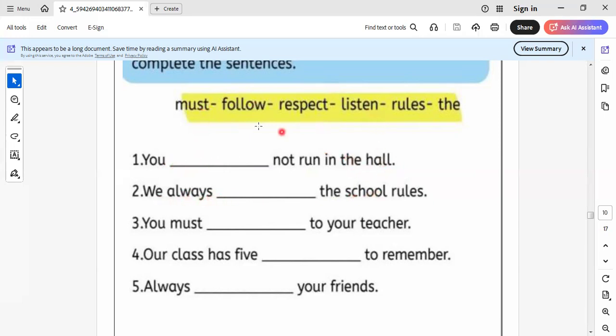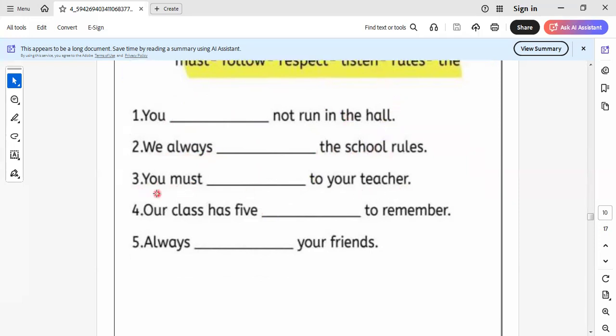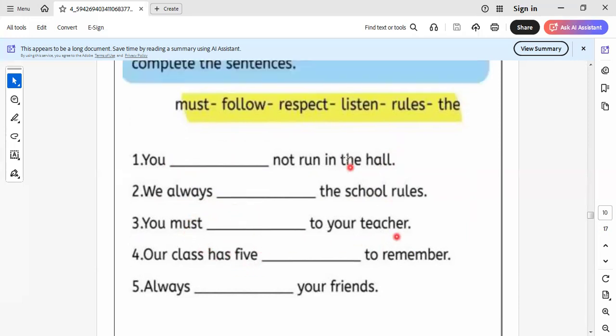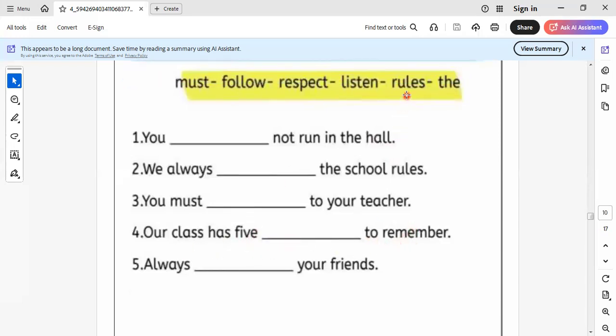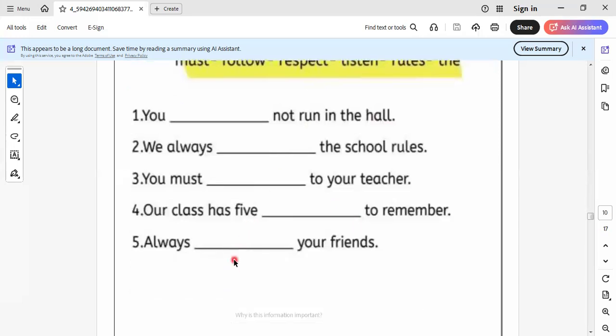We always follow the rules. We must listen to your teacher. As we told you before, must, should, any modals must be followed by what? Can anyone remind me? We must follow it by the infinitive form. Here we say we must listen to your teacher. Our class has 5 rules to remember. Has 5 what? Has 5 rules. Always be fair to your friends. Always respect your friends.